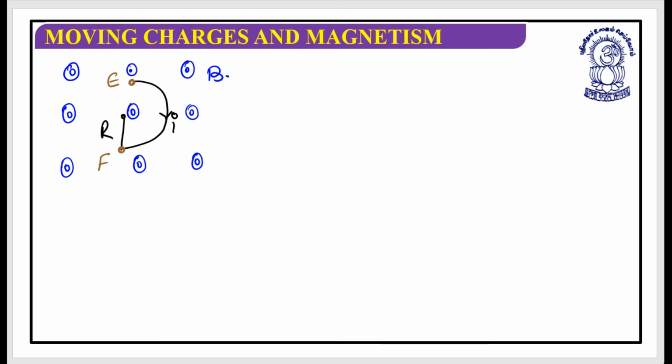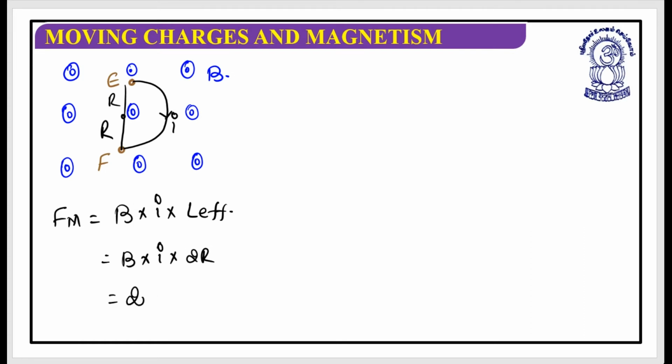the current is I. So the magnetic force that could be calculated is B into I multiplied by L effective, and this L effective, from this is R, could be written as B into I into 2r. So that should be equal to 2 into B into I into r. This is the magnetic force.